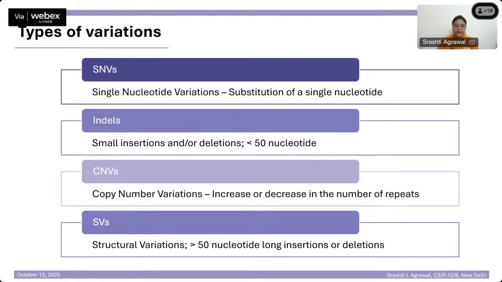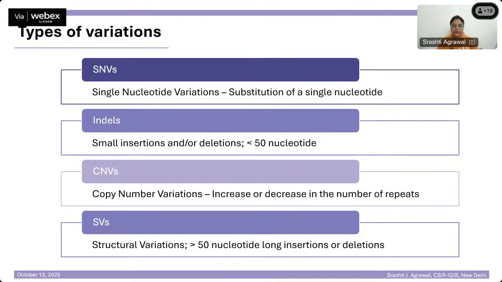So there are different types of variants. For example, single nucleotide variations, which are just substitution of a single nucleotide in a specific locus. Then we have indels or insertions and deletions. These are small insertions and deletions which are less than 50 nucleotides in size. Then we have copy number variations or CNVs. These are basically increase or decrease in the number of repeats that are present in our genome. So our genome also has something called short tandem repeats, which are STRs. These are basically repetitions of the same bases.